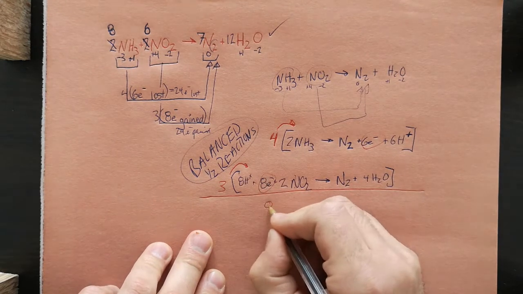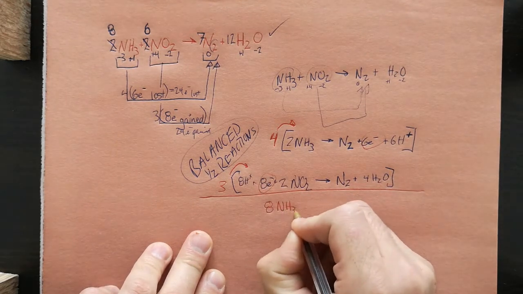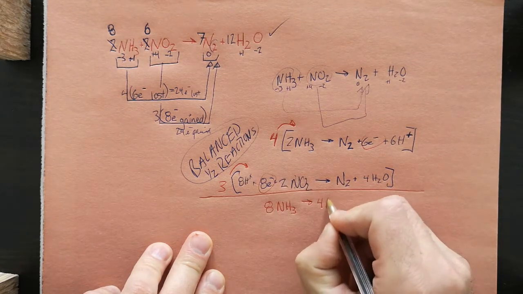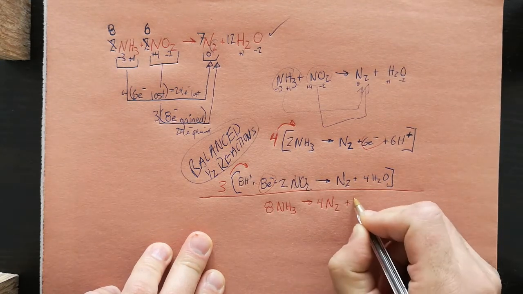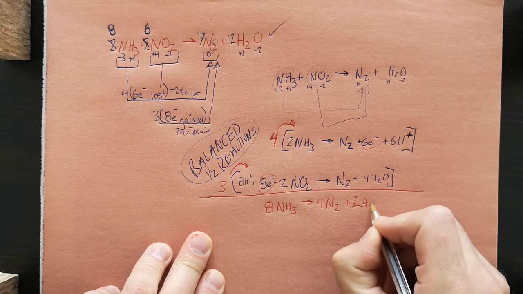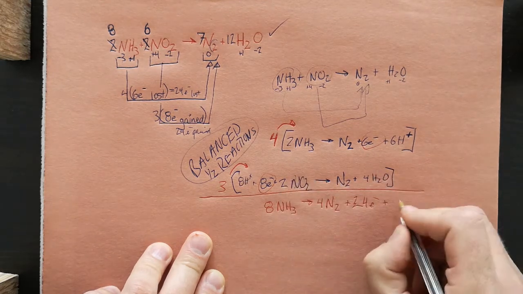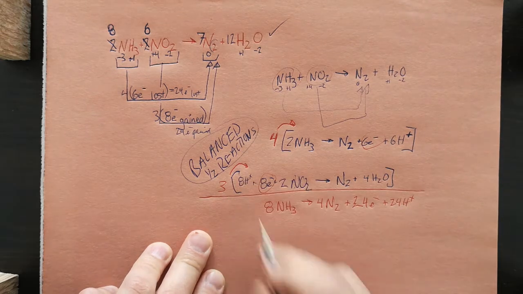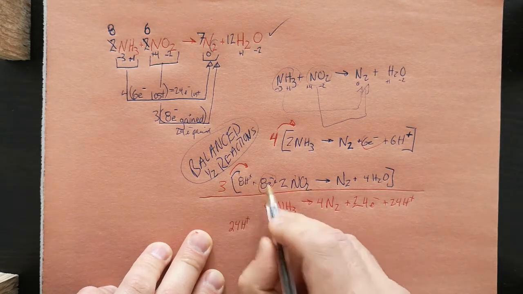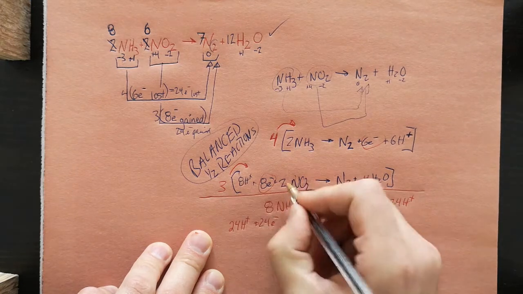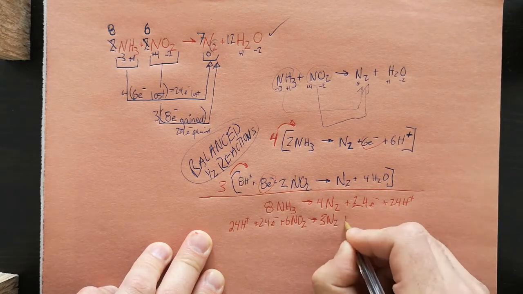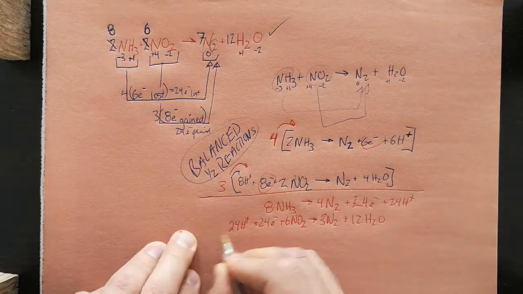So we've got 8 NH3 forms 4 N2 plus 24 electrons plus 24 hydrogen ions. So here we've got 24 hydrogen ions, we've got 24 electrons, 6 molecules of nitrogen dioxide, 3 molecules of N2, 12 molecules of H2O.